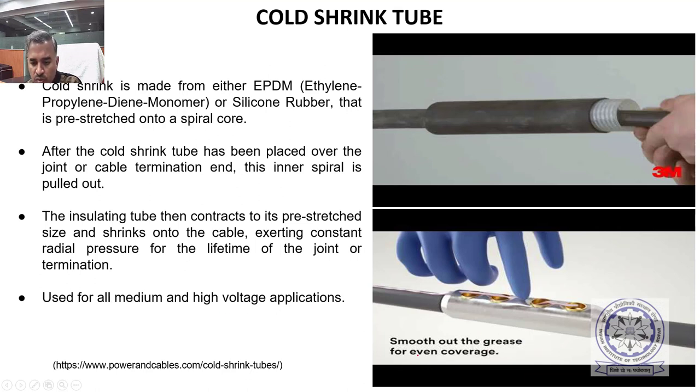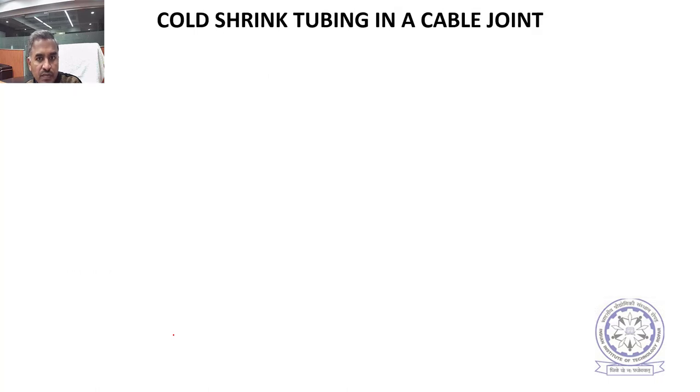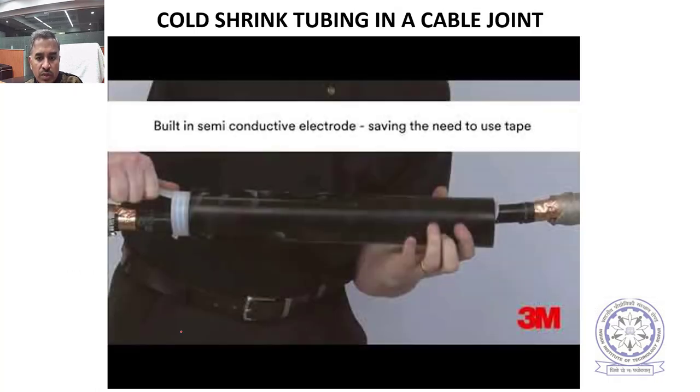So, smooth out the grease for even coverage. So, there is some grease that is put on for the coverage. Cold shrink tubing in a joint.